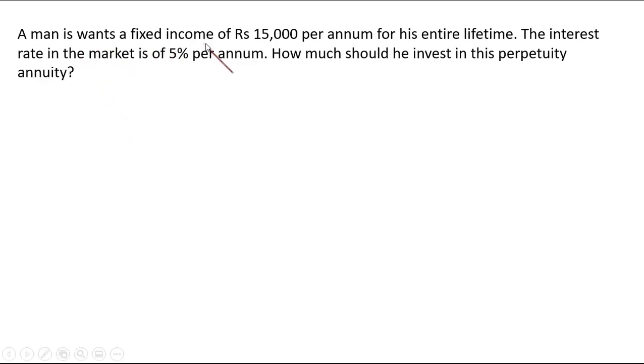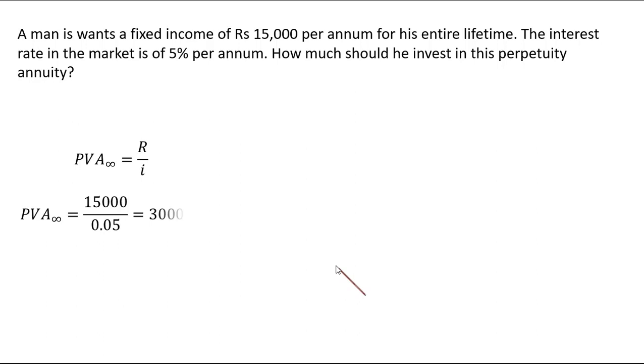So a man wants a fixed income of 15,000 per annum for his entire lifetime. The interest percent in the market is 5% per annum. So how much should he invest in this perpetuity annuity account? So we write down the formula R upon I, substitute 15,000 upon 0.05 to get 3 lakh rupees. So if he's investing 3 lakh rupees, he's going to get 15,000 every year for his entire lifetime and even afterwards.